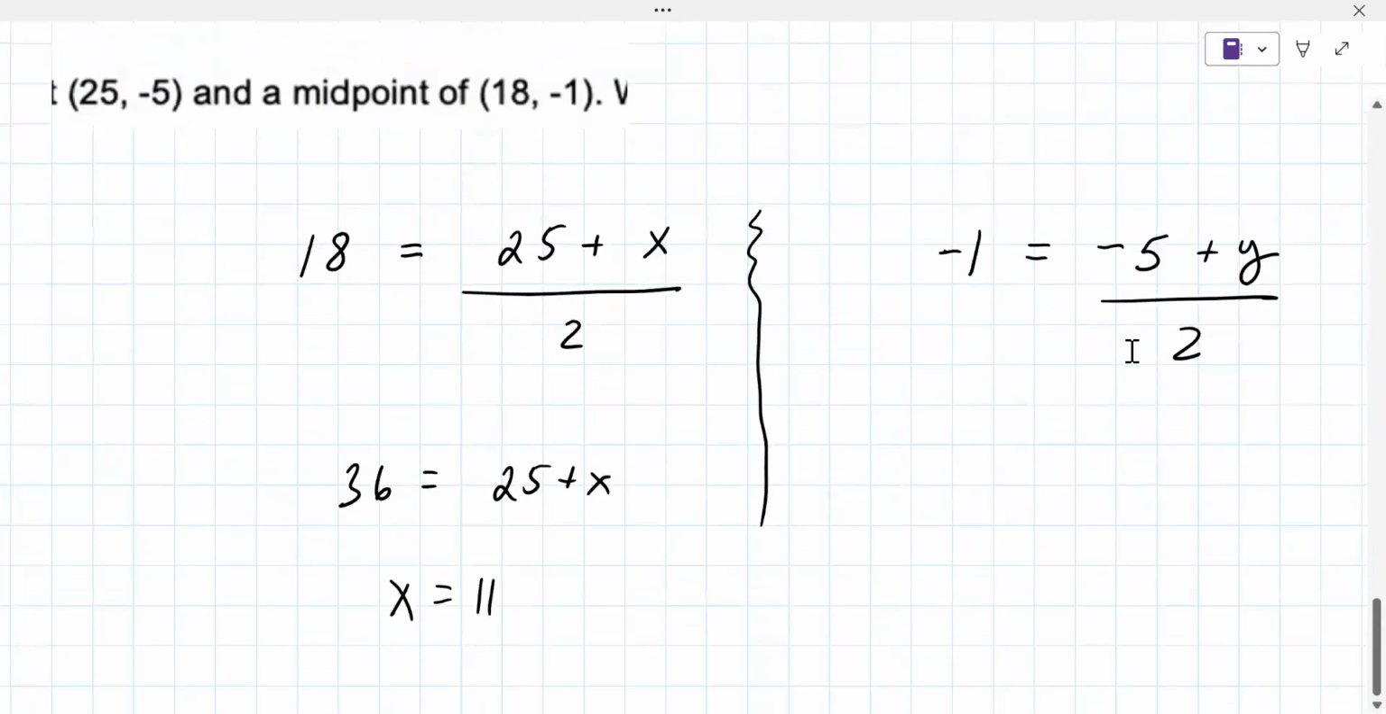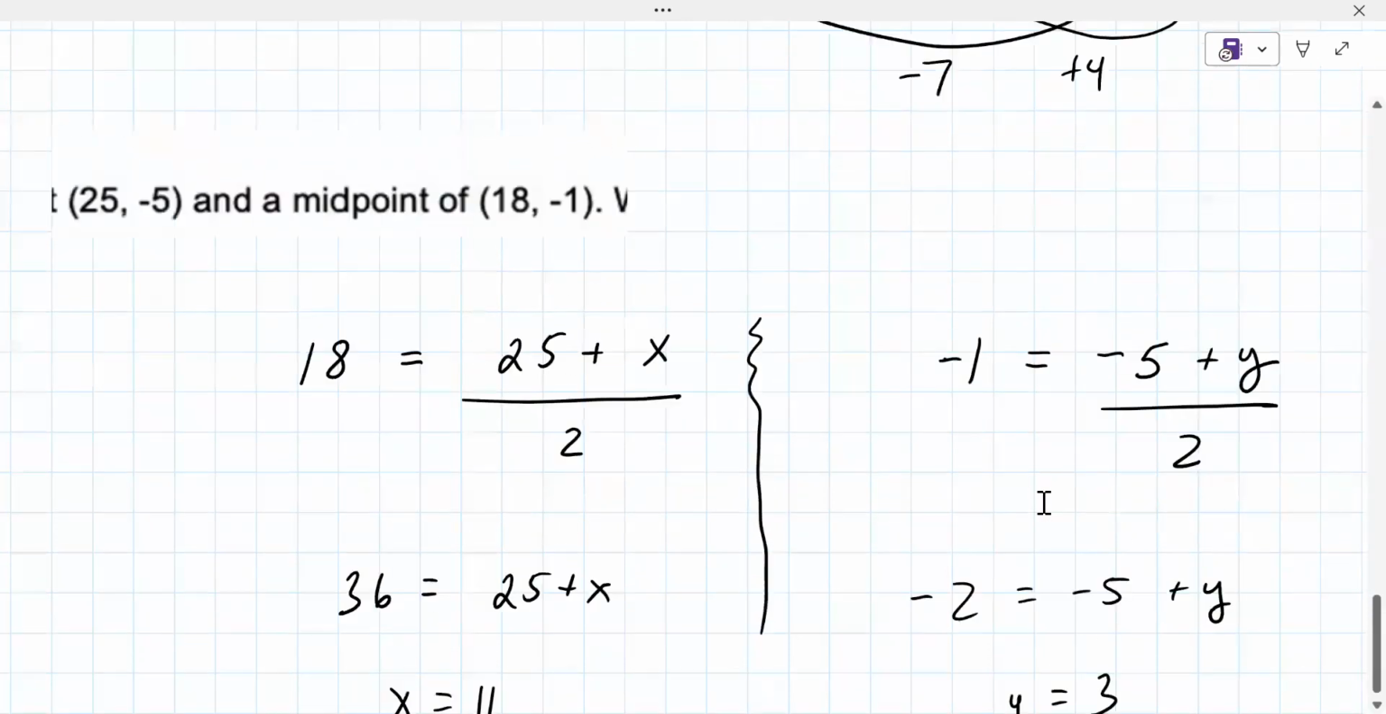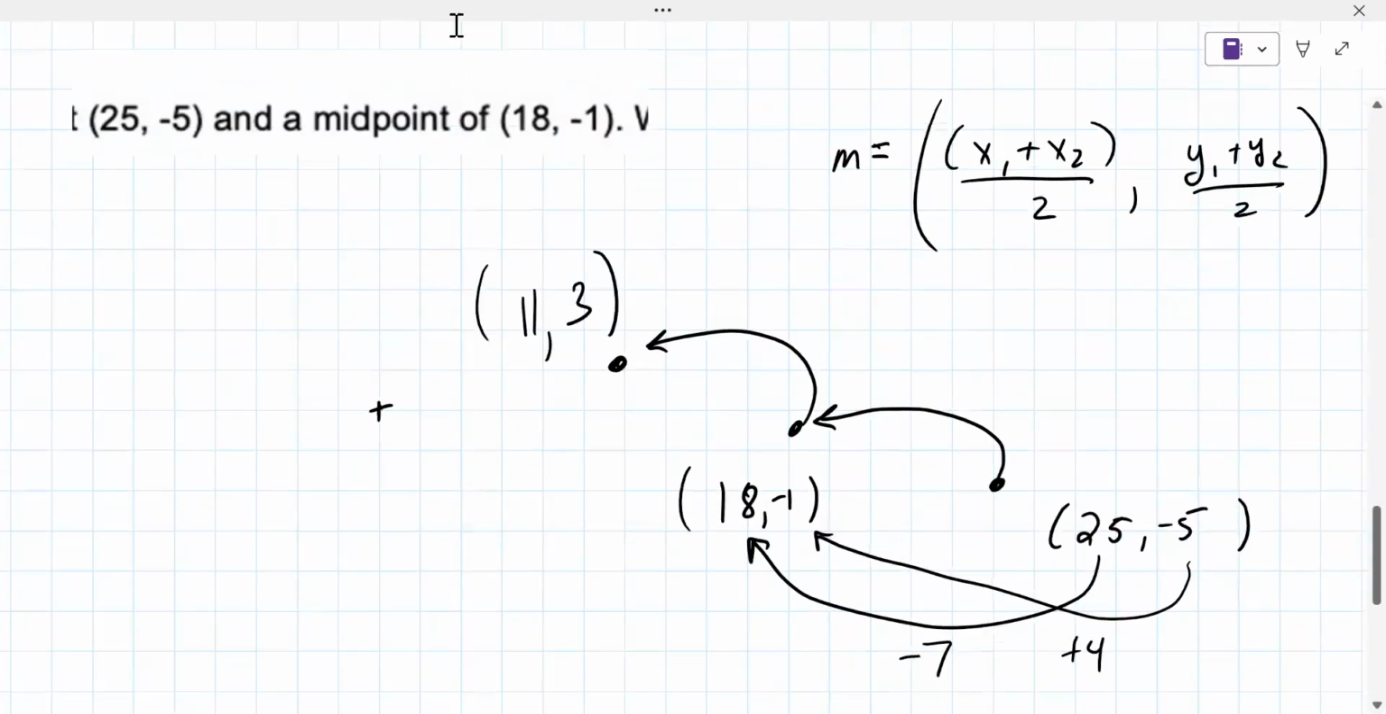All right, so you can solve it though. Multiply both sides by 2: minus 2 equals minus 5 plus y. Add 5, y equals 3. Got it. And if you put that together, you get 11 comma 3, the x and the y, which is essentially what we got using the jump method.